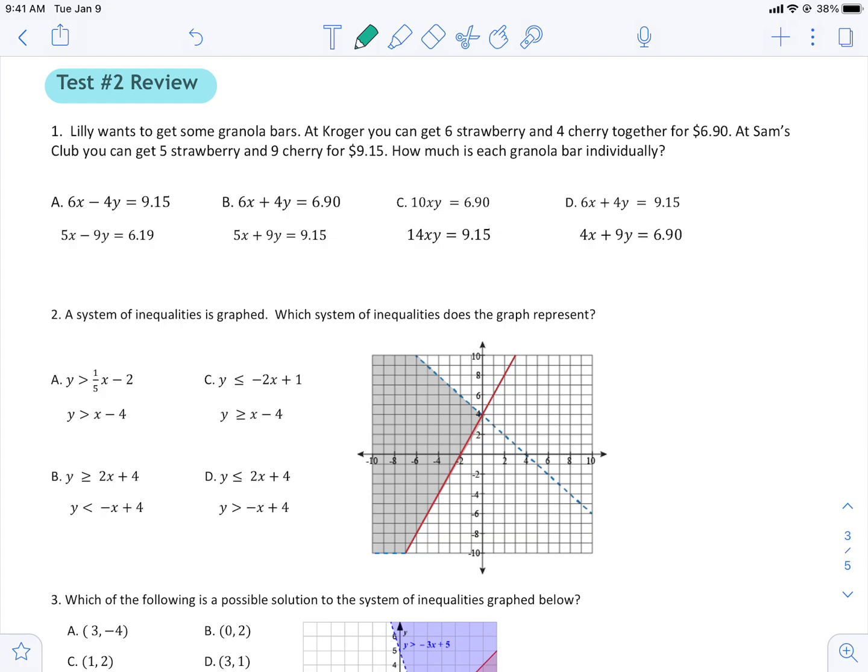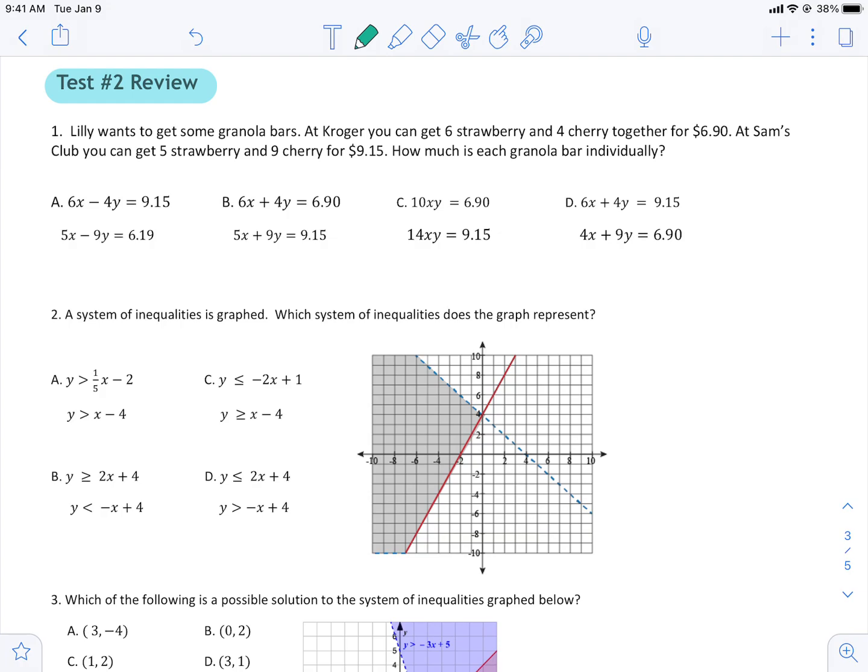So Lily wants to grab some granola bars. At Kroger, you can get 6 strawberry and 4 cherry together for $6.90. At Sam's Club, you can get 5 strawberries and 9 cherry for $9.15. How much is each granola bar individually?